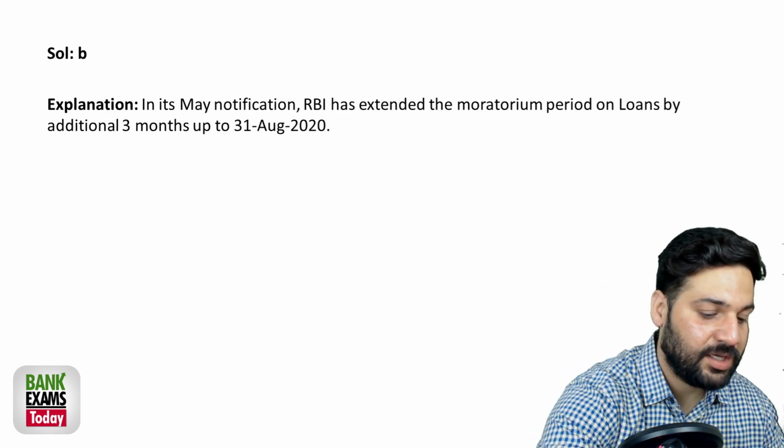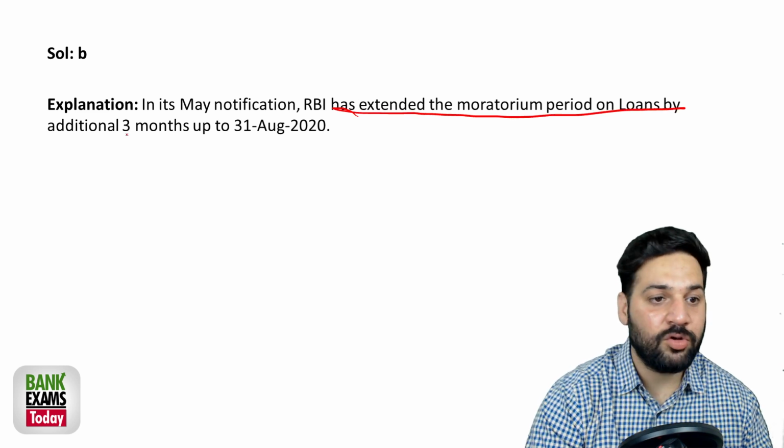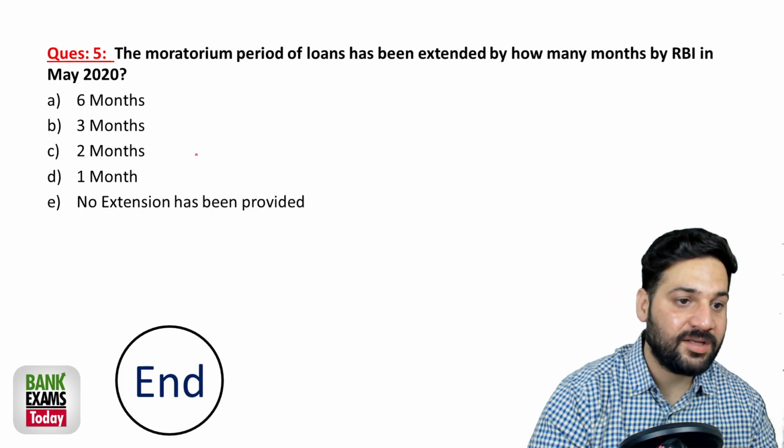The correct answer, in its May notification, RBI has extended the moratorium period on loans by an additional 3 months, up to 31st of August 2020. So the correct answer is B.